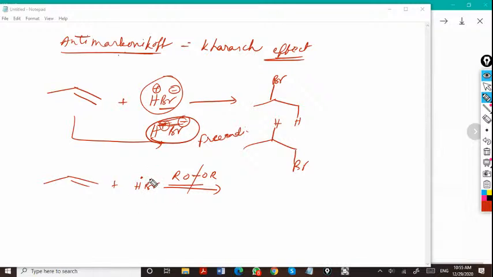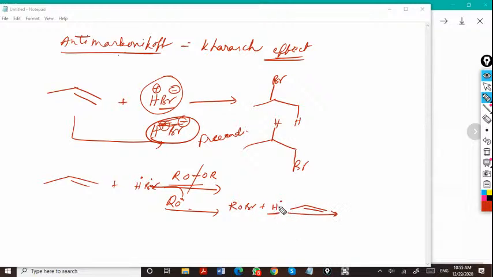Let's make it in detail. RO radicals are formed, and this is going to attack the HBr. So here it is a chain initiation reaction. ROH will be formed and a Br radical is going to form. In the initiation, radicals are initiated, and this will react with the alkene system.